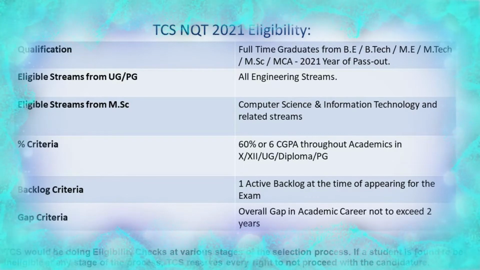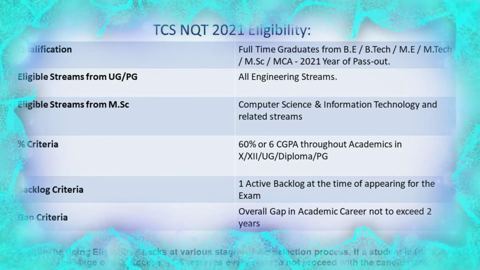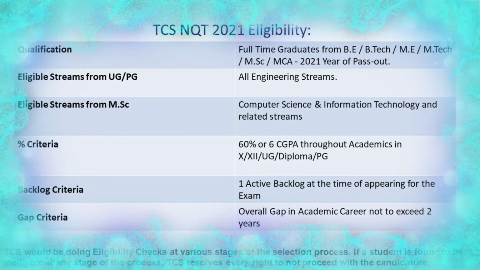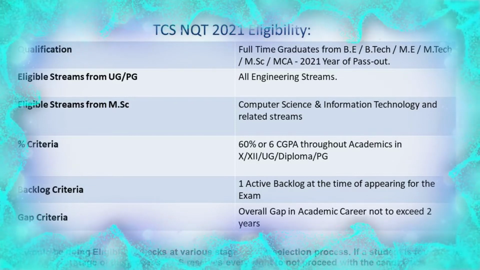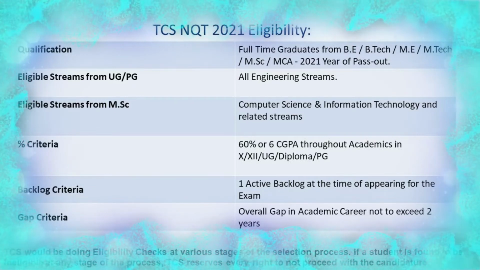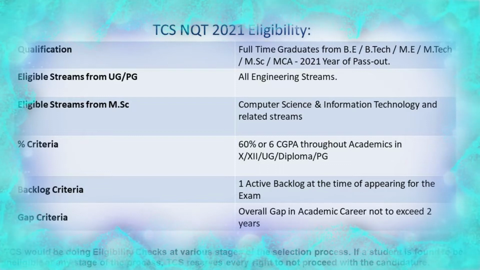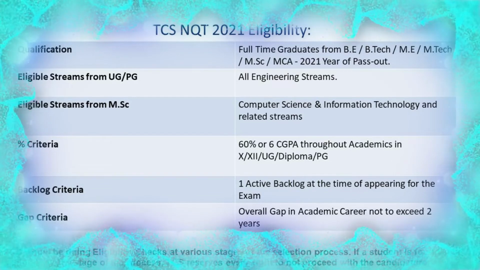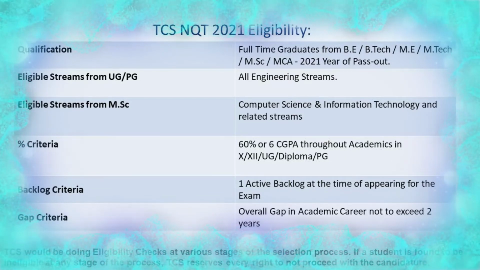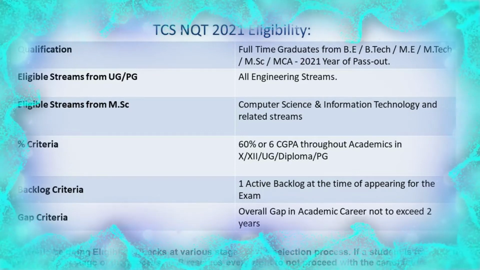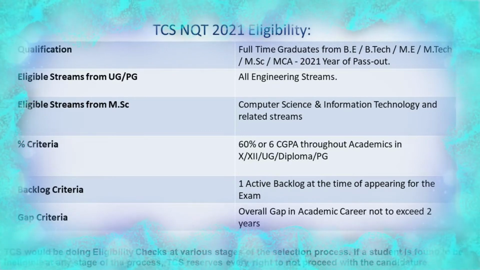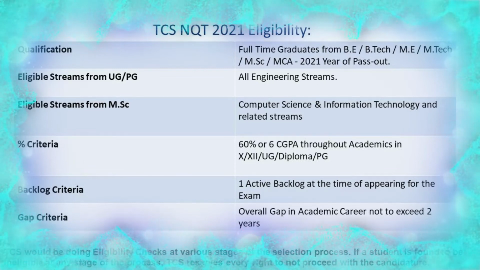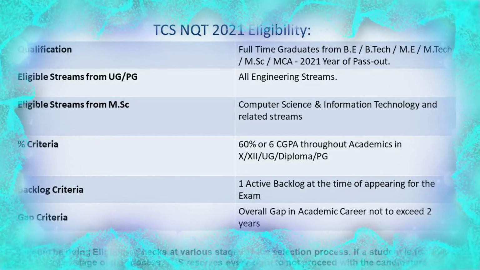Now, who can register? Full-time graduates: BE, BTech, ME, MTech, MSc, MCA. Anyone who will be passing out in 2021 can register. This year, all the engineering streams can register, and also MSc students with computer science or information technology and related streams can register for TCS NQT.